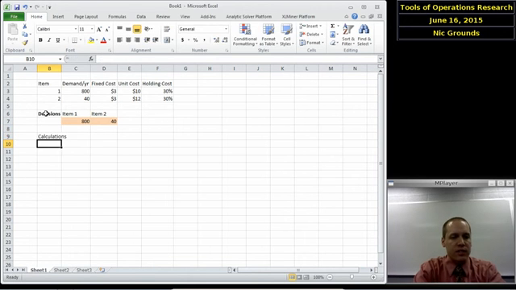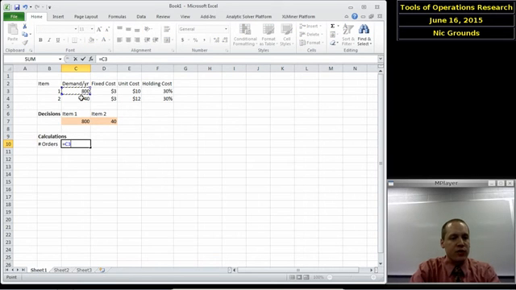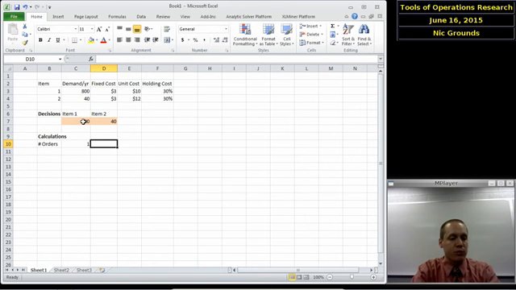Let's look at some calculations we'll need to do as well. Since we're deciding how many to order, we can compute the number of orders we'll need for the whole year. If I needed 800 item 1s for the whole year, and I divide that by how many I order at a time, that gets me the number of orders, which obviously is 1 here. Same thing for item 2, divided by the order quantity. That gets me the number of orders I make per year.